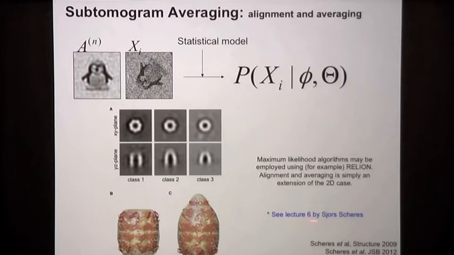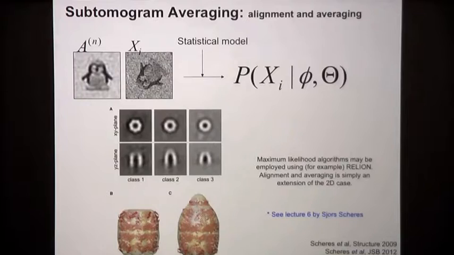So we have our CTF correction, we have our initial model. Now all we need to do is alignment and averaging. This was presented by Shores yesterday, so I'm not going to go into a lot of detail. 3D alignment and averaging is an extension of the two-dimensional case, and we can apply maximum likelihood algorithms like in RELION, for example, and then we can do 3D classification and 3D structure determination. But I'm not going to go into detail on this.